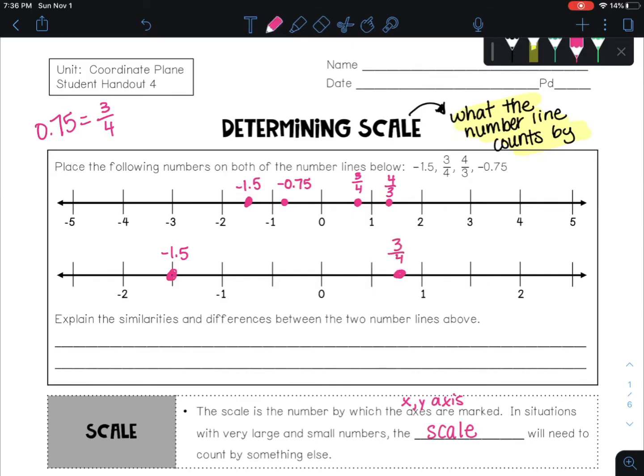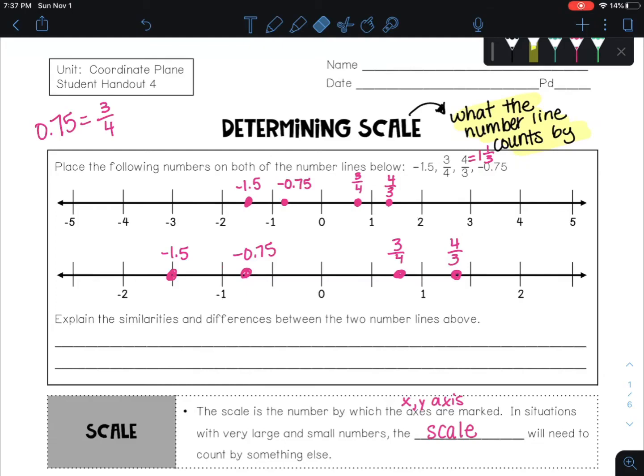Okay, if we want to estimate 1 1/3, again, that was the 4/3, instead of this half line, we'll really have 2 lines in there to make the thirds. So it would maybe go somewhere like this. There's 4/3. Last one, -.75, which again was -3/4. We can do the same thing we did for 3/4: 1/4, 2/4, 3/4, 4/4. So it's going to go right here.